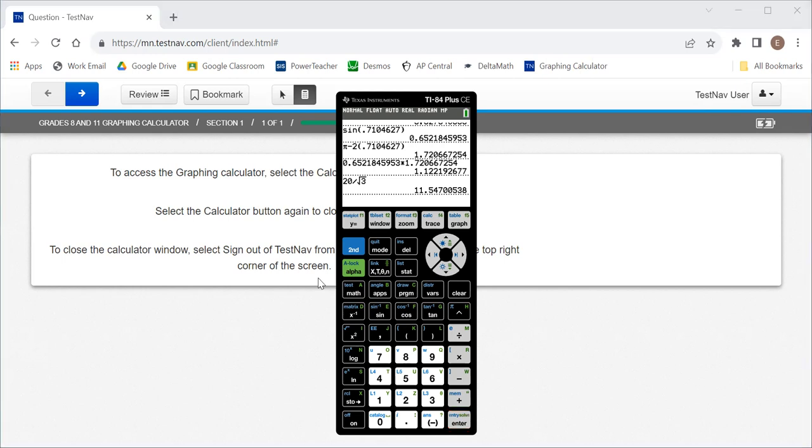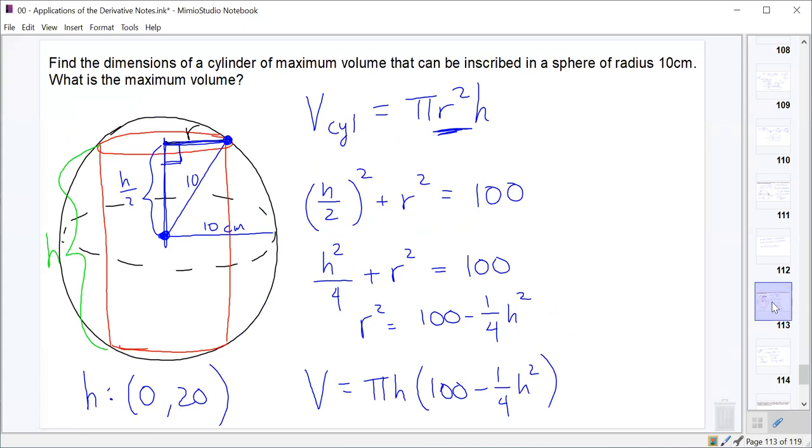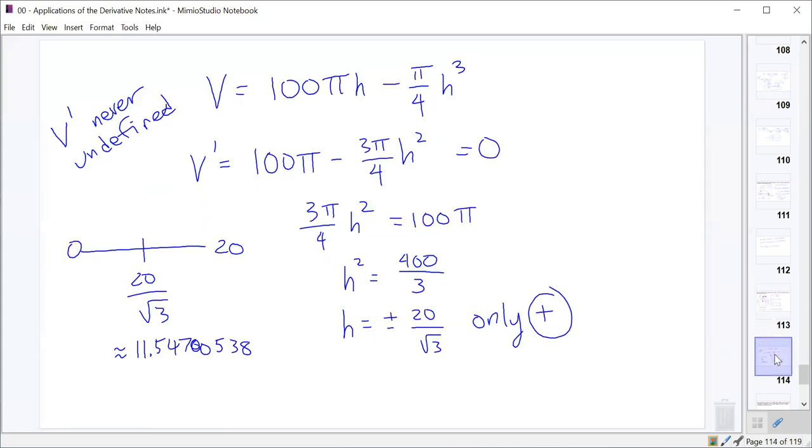So coming back to our work here, this is approximately 11.54700538. And I'm sure we must have had units. I don't remember what they were, so let's go back and look. Centimeters again. So we'll call these centimeters.